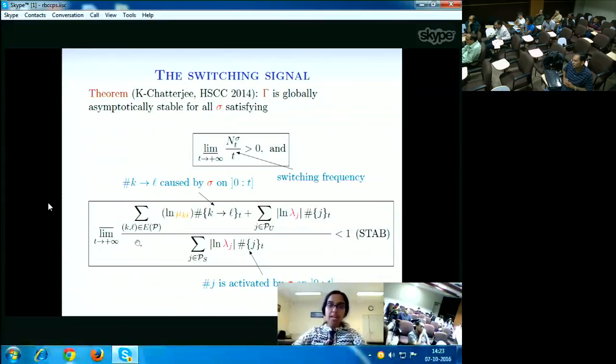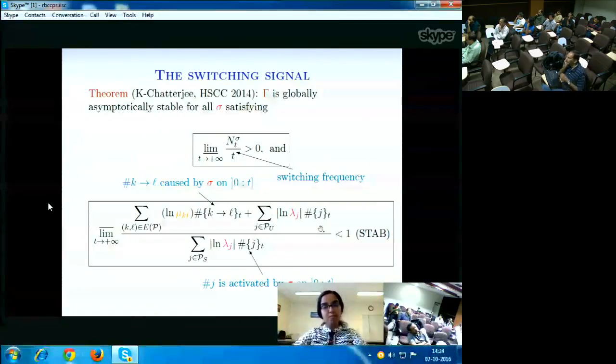On the numerator, we have the admissible switches and the unstable systems, and on the denominator, we have the asymptotically stable system. So the first term on the numerator is a weighted sum over the number of times each admissible switch has occurred. In the second sum, we have the number of times an unstable system is activated, weighted by a measure of how unstable this system is. And we have a similar sum in the denominator, but it's over the asymptotically stable systems. Now we want this ratio in the asymptote to be strictly less than 1.